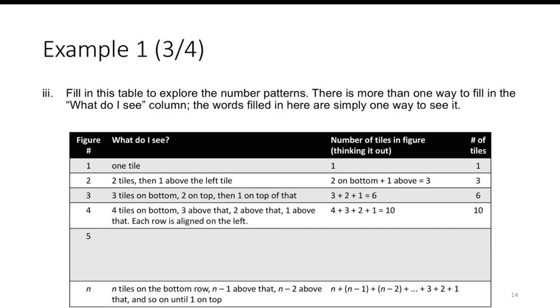And then you continue on with the fifth figure. There are 5 tiles on the bottom, then 4 tiles above that, then 3, then 2, then 1. So the total number of tiles in that figure is 5 plus 4 plus 3 plus 2 plus 1, or 15 overall. And in general, the nth figure would have n tiles in the bottom, n minus 1 above that, n minus 2 above that, all the way up until you get 1 at the top. So essentially it's n plus n minus 1 plus n minus 2 plus n minus 3, all the way down to 3 plus 2 plus 1.